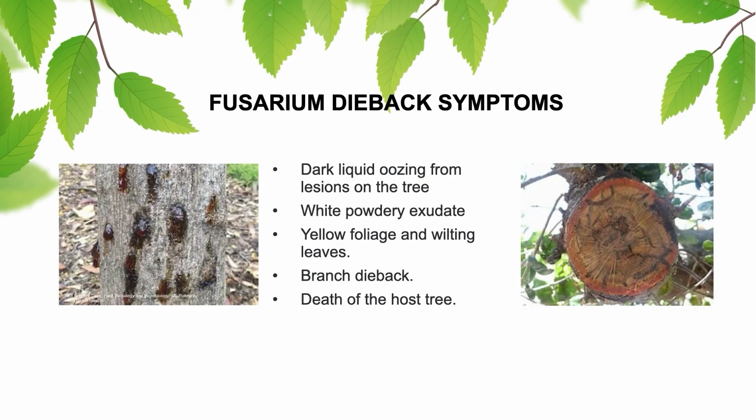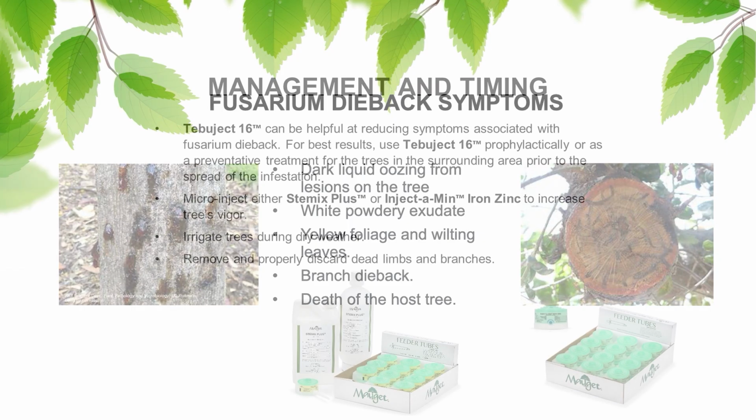Symptoms of the fungus include patches of dark liquid oozing from the bark of infected trees. Sometimes there is a white powdery exudate around the lesions. There is yellowing and wilting of the foliage, followed by branch dieback. Eventual death of the host tree is likely to occur without a proper management program.